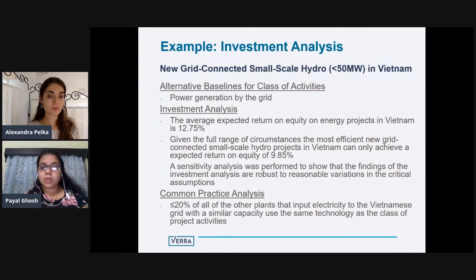Again, this has to be complemented with the common practice analysis, which shows that less than or equal to 20% of all the other plants that supply electricity to the Vietnamese grid use the same technology as the class of the project activities.